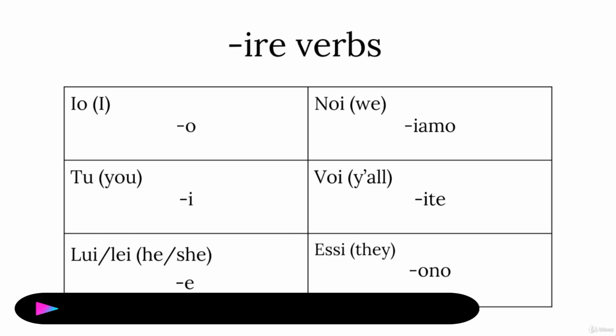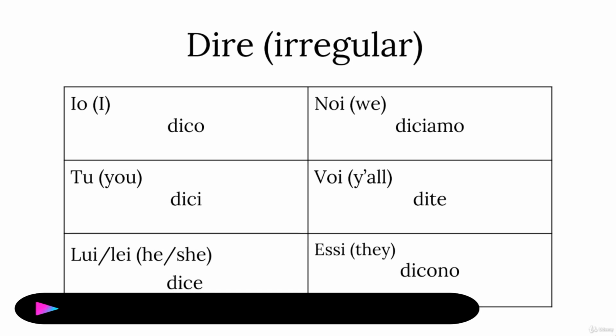So this table is a recap about the desinences. Once again, if you need more time, just pause the video. Okay? Perfect. Dire. Dire is a verb belonging to the -ire group, and it means to say, to tell. And it's irregular. So, io dico, tu dici, lui, lei dice, noi diciamo, voi dite, essi dicono.